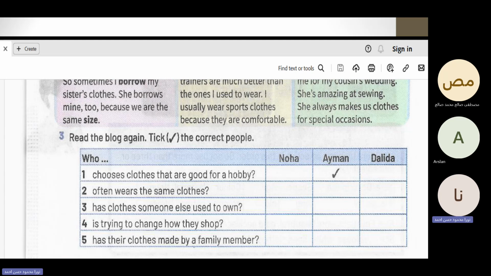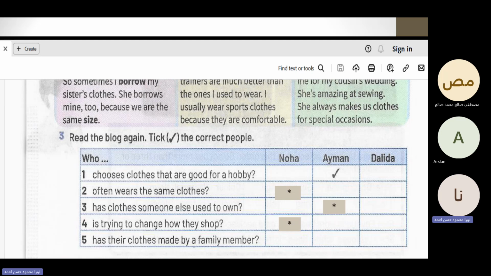Okay, I want you to choose the correct person. Who chooses clothes that are good for a hobby? It's Ayman. Who often wears the same clothes? It's Noha. Who has clothes someone else used to own? Ayman. Remember the trainers? Excellent. Who is trying to change how they shop? Of course, Noha. Because she says that stores make a lot of pollution, okay? Because we have to go by cars and buses and so on, and this pollutes the air.